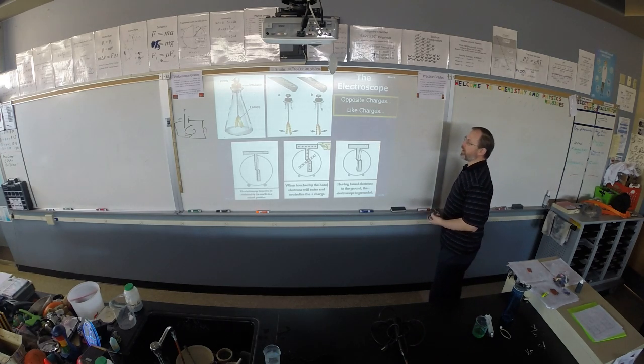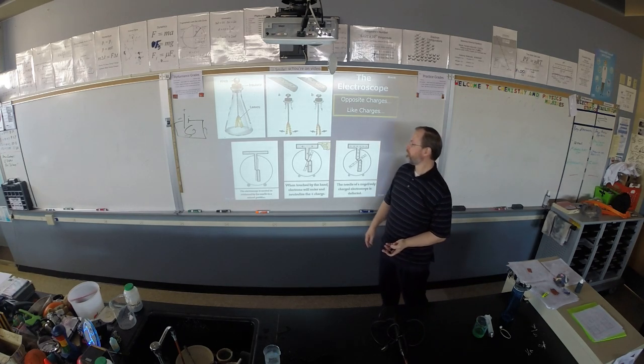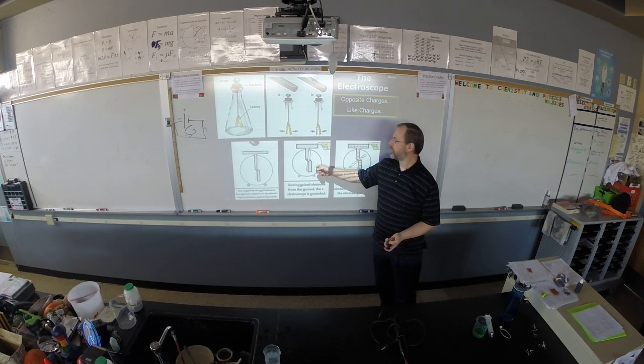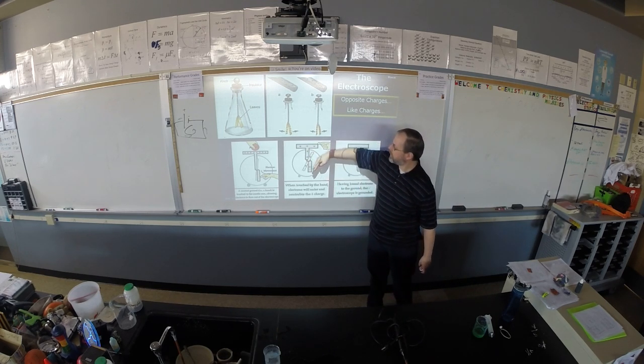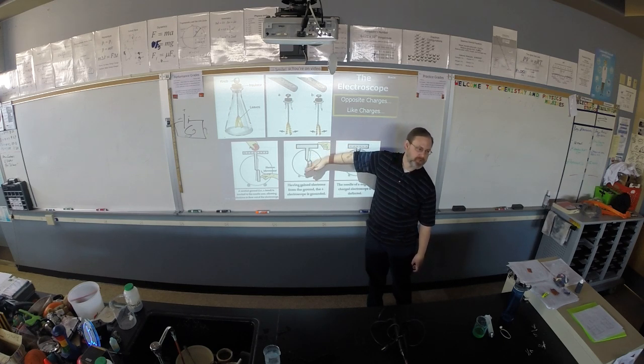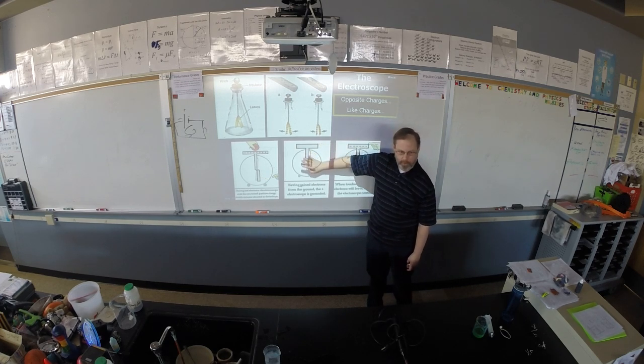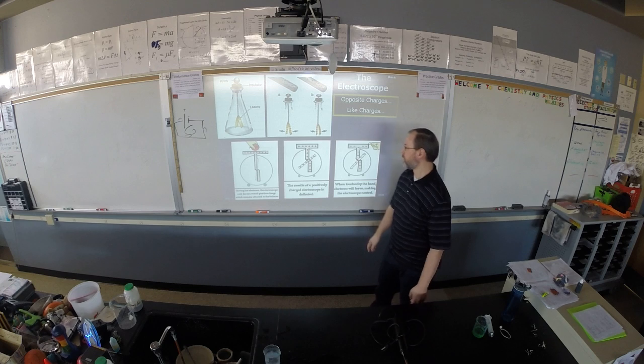This is also called a quantitative electroscope. I had these when I first started teaching. I bought a bunch of them and they sucked. Basically, a quantitative electroscope has a little gauge on the side where it turns based on how much charge it has, and they never work. So when I came here, I bought the old electroscopes.